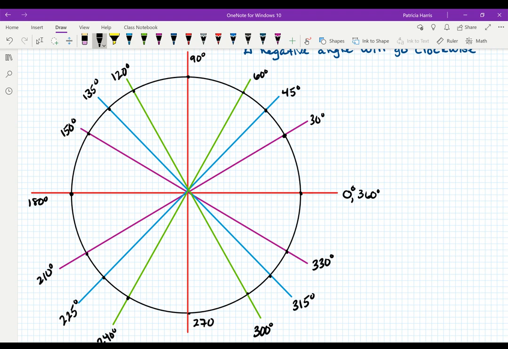So my big tip for you is the more familiar you are with the unit circle, the easier your life is going to be. Okay, so next video, we'll build the triangles on the unit circle.